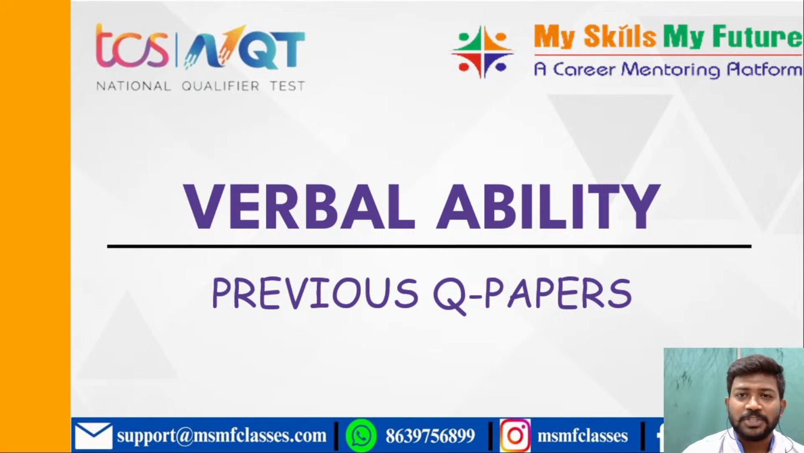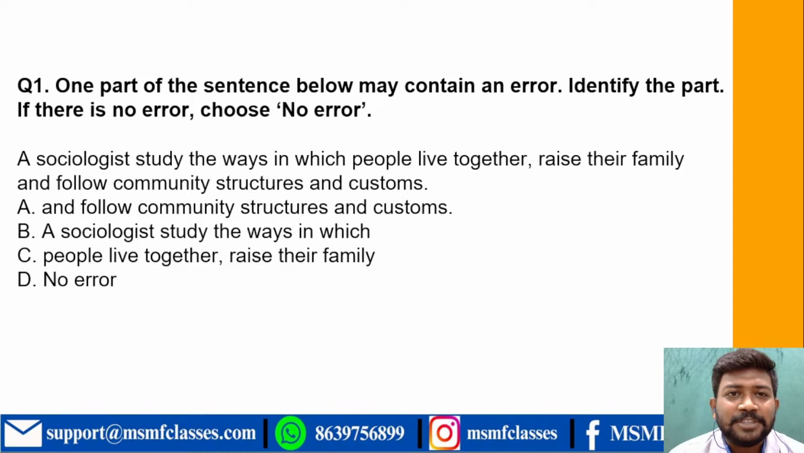So here is the first question on the screen now. One part of the sentence below may contain an error. Identify the part. If there is no error, choose no error as your answer. So the question is like this: Sociologists study the ways in which people live together, raise their family, and follow community structures and customs. So now you need to find where is the error in this sentence.